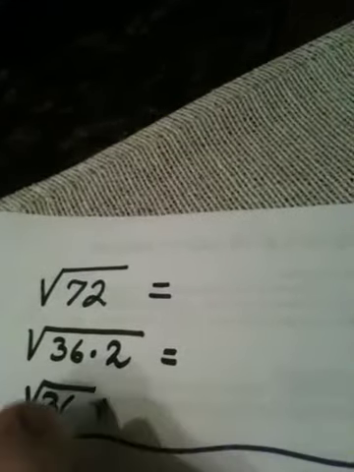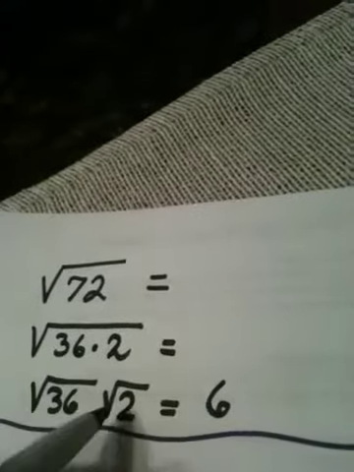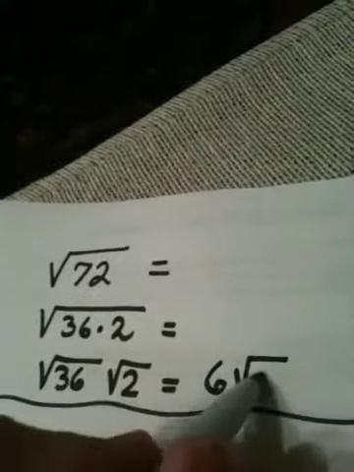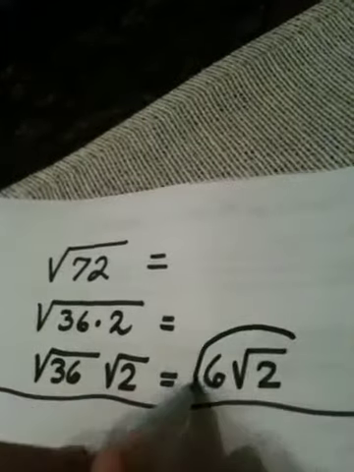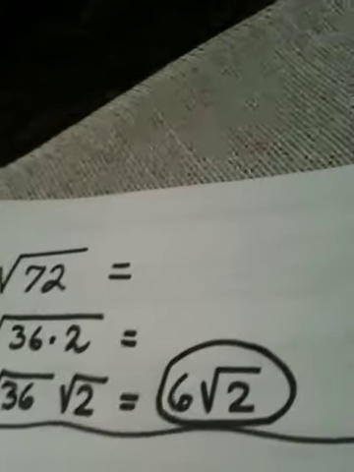We now use the product rule. The product rule tells me we can split this up into a product, into two parts. The square root of 36 is 6, no more radical, and the square root of 2 remains as the square root of 2 because 2 is not a perfect square, so it keeps the radical.